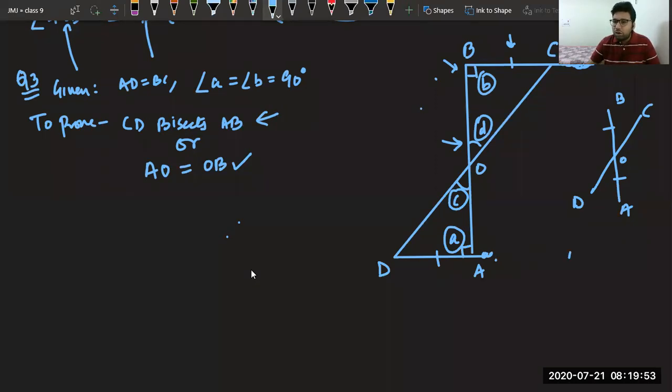But we have not studied the AAS criteria till now. If this question comes in an exam and you do it by AAS, it is correct. It is not wrong. I am just trying to give you another view, how to prove it by what we know already. Can you tell me how you can prove it by that? The criteria that we have done. Which property will help us prove it?